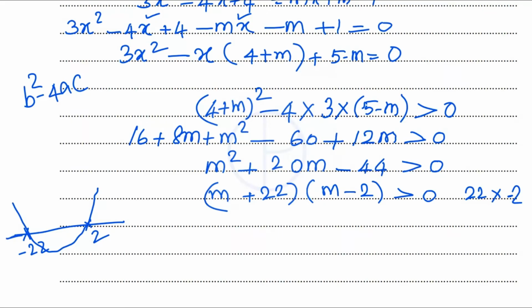That means m should be here or here. So here means less than negative 22, and this side is greater than 2. So m is less than negative 22 or m is greater than 2.